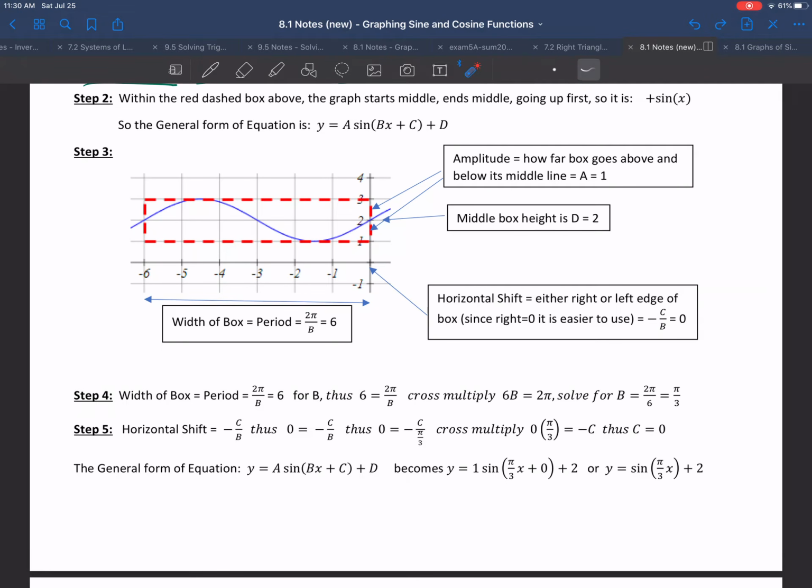Put that back. There we go. The middle of the box. That's your D. D is the middle of the box. The amplitude is how far it goes above and below that middle. So let's go, and that's A.